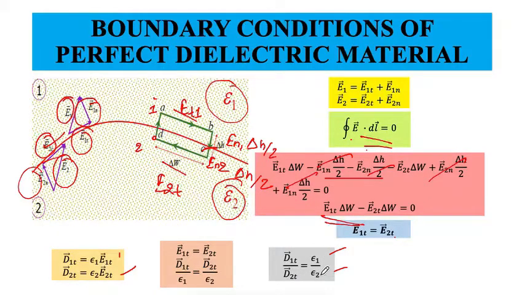The ratio of the D field in medium 1 to medium 2 must be equal to the corresponding permittivity ratio, epsilon 1 and epsilon 2. Okay, so we have obtained the relationship between E tan 1 and E tan 2. If I know one of the fields, I can find the other field.